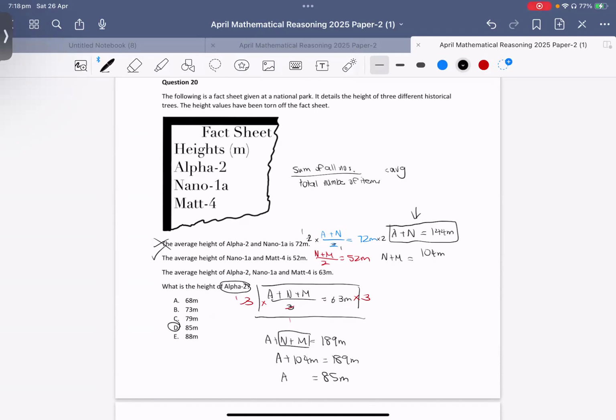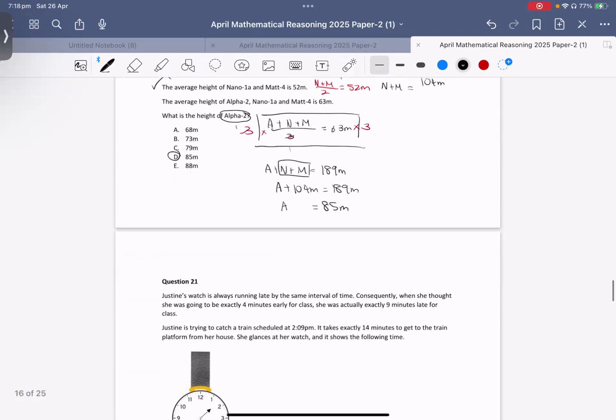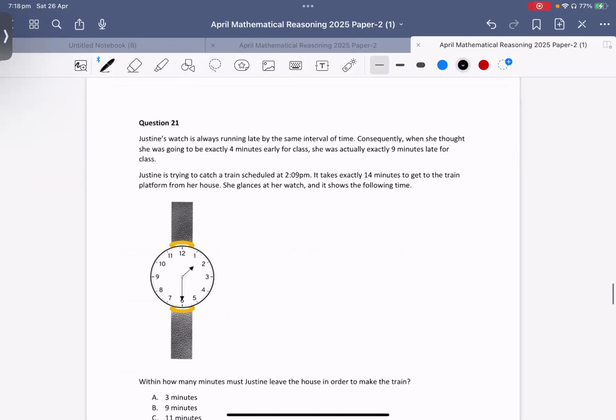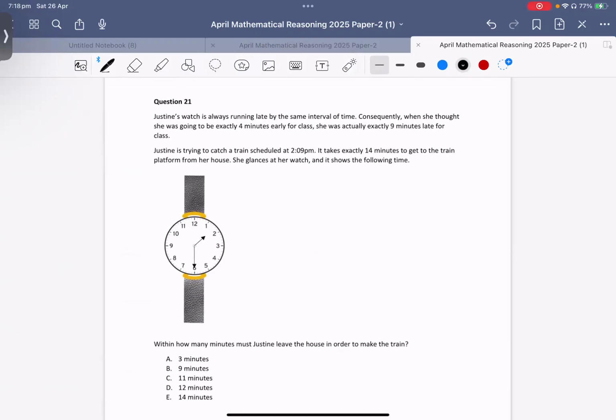Okay, cool. Question 21. Justine's watch is always running late by the same interval of time. Consequently, when she thought she was going to be exactly 4 minutes early for class, she was actually 9 minutes late. So if you think you're going to be 4 minutes early, but you're actually 9 minutes late, what does that tell us about the time? It's actually 13 minutes behind, right? And then Justine is trying to catch a train scheduled at 2:09 p.m.